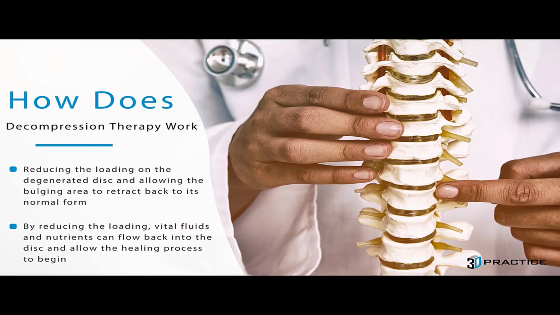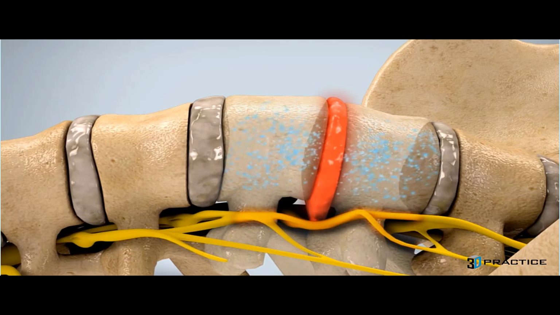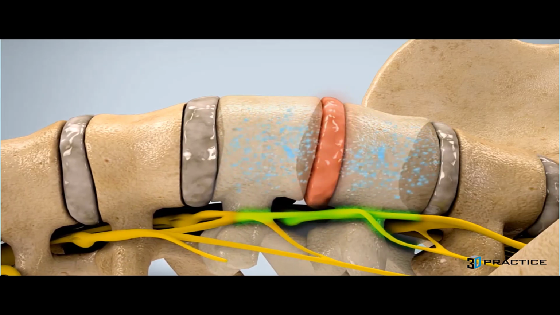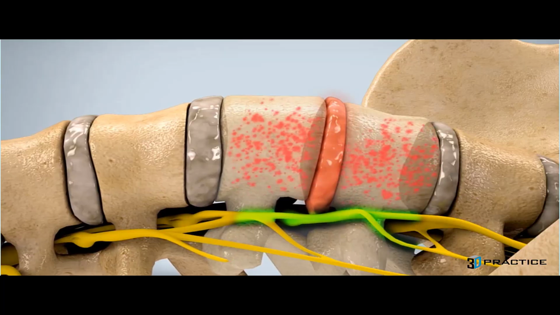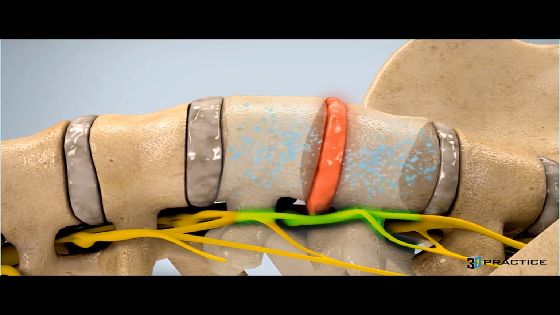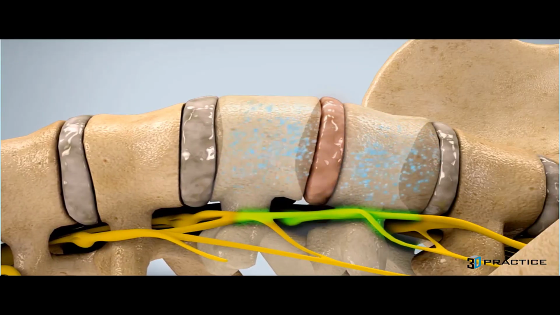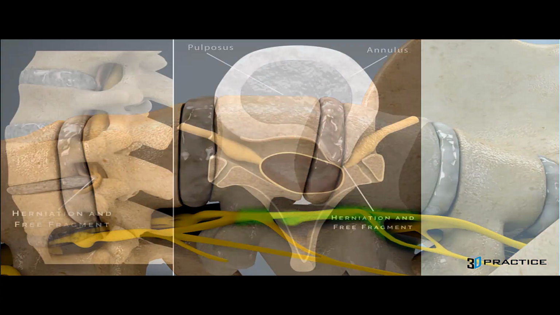Let's animate the decompression process on a bulging disc within the lumbar area. Notice that with decompression therapy, the disc can retract to its natural form and normal height restored. As vertebral pressure on the disc is reduced, we can see that the bulging area begins to retract back to its natural form. This disc now has the opportunity to absorb vital fluids and nutrients while the outer layer, or annulus, begins healing. Once again, we'll revisit the axial or top-down view of the disc.